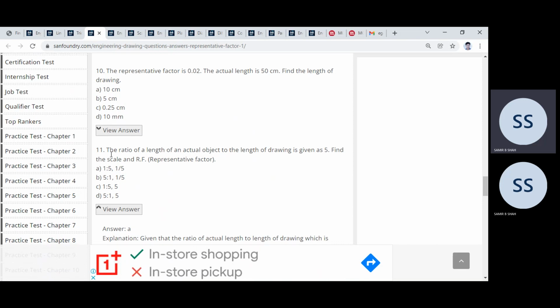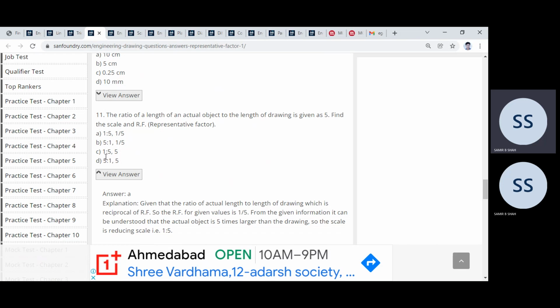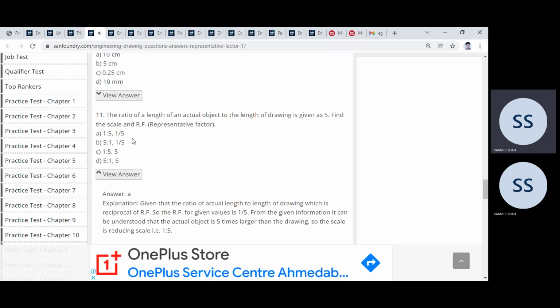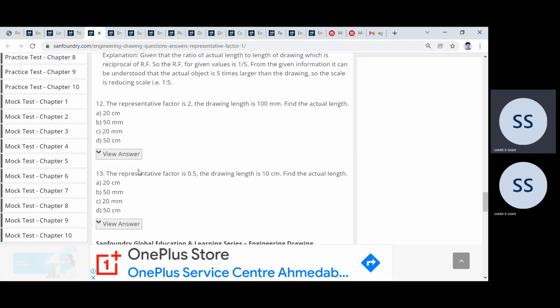Find the scale and representative factor. See, this is addition for you. So at that time the scale is 1/5 and the representative factor is 1/5. Okay, so this is a reverse question. Sometimes this kind of question may be asked, so I will try to add this kind of question.